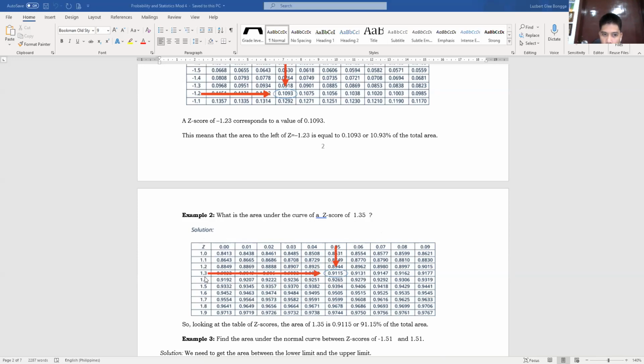Then earlier we had 1.3. Therefore, the intersection of the two is 0.9115. So our answer is 0.9115. Looking at the table of z-scores, the area of 1.35 is 0.9115, or 91.15% of the total area.